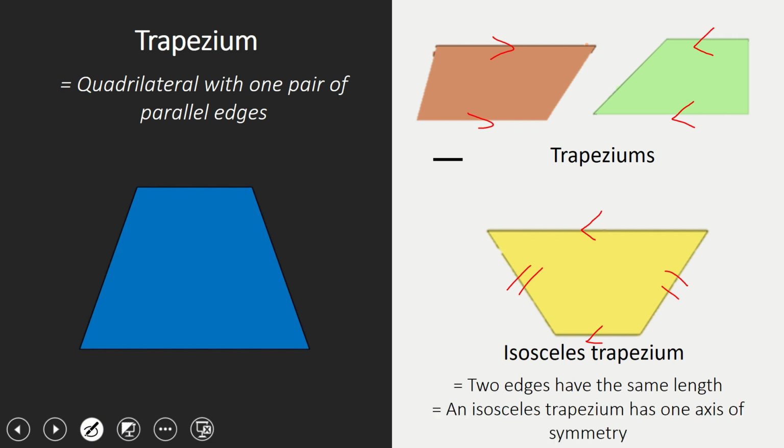More important, an isosceles trapezium has one axis of symmetry. It is over here exactly in the middle. If I'm going to fold it, it will perfectly fit on each other because of its isosceles. Because you can perfectly fold it of the same edges with the same length.